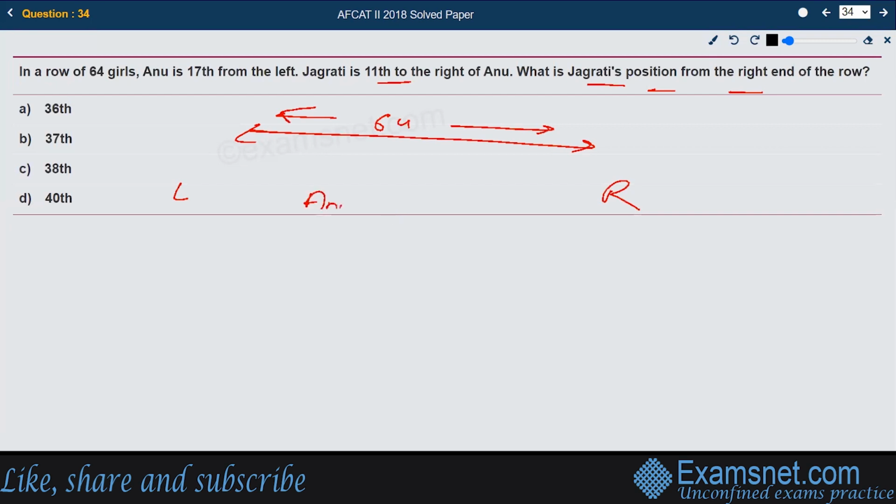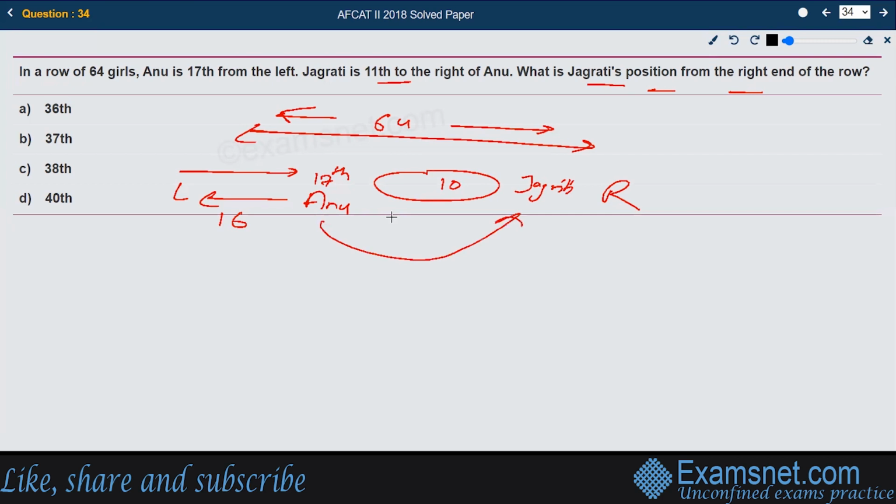So if Anu is here, and she is 17th from the left side, there will be 16 people on the left of her. That's why she will become the 17th one from the left. She will be the 17th one from the left only if she has 16 people to the left of her. So this is the first line that has been drawn. Next, Jagriti is 11th to the right of Anu. So to the right of Anu, we have to go 11 places away and then place Jagriti. If Jagriti is 11 places to the right of Anu, then there must be, let me place Jagriti first, there must be 10 people between Anu and Jagriti.